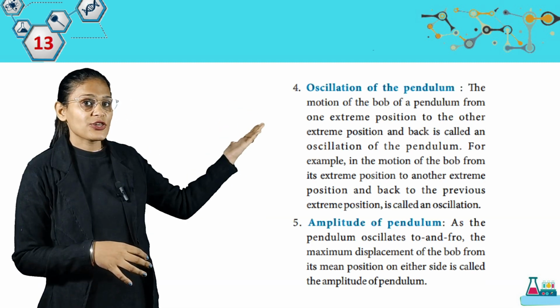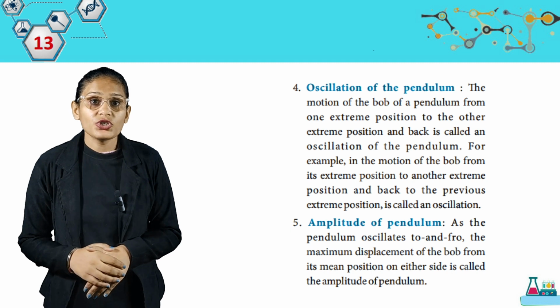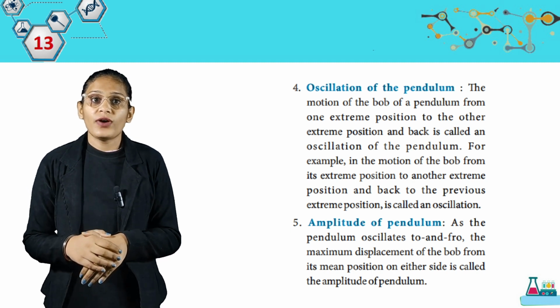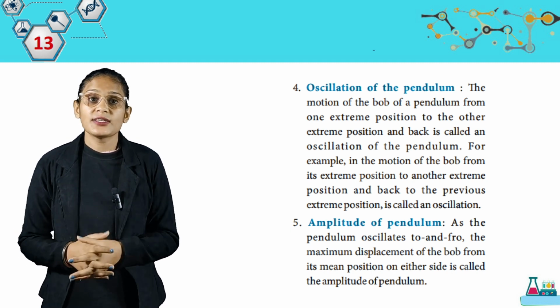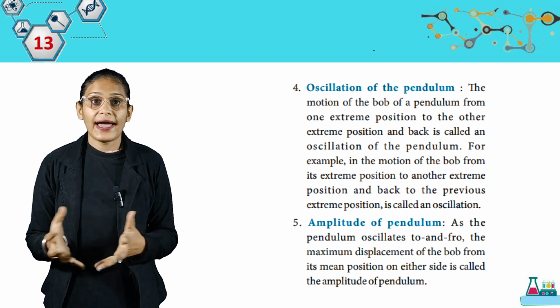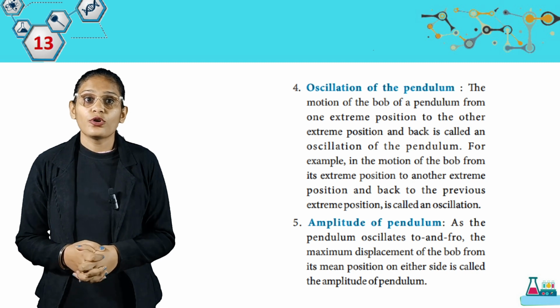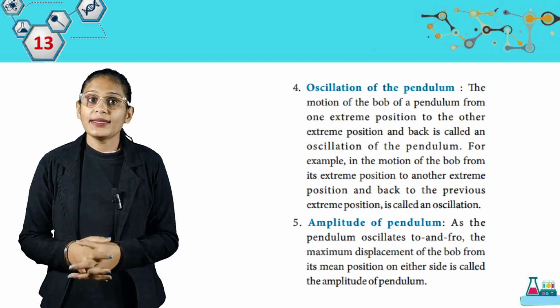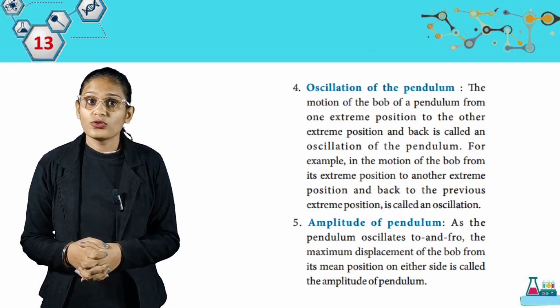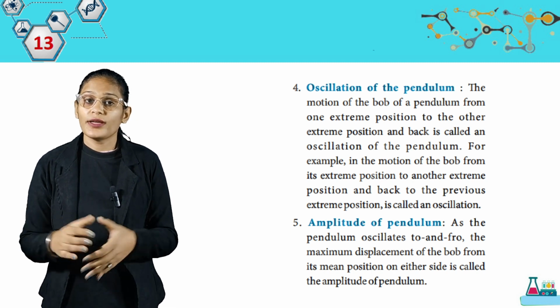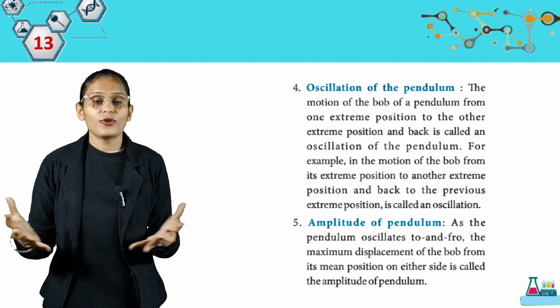Now we have oscillation of the pendulum. The motion of the bob of a pendulum from one extreme position to the other extreme position and back is called an oscillation of the pendulum. For example, the motion of the bob from its extreme position to another extreme position and back to the previous extreme position is called an oscillation. So students, get it, what is an oscillation?